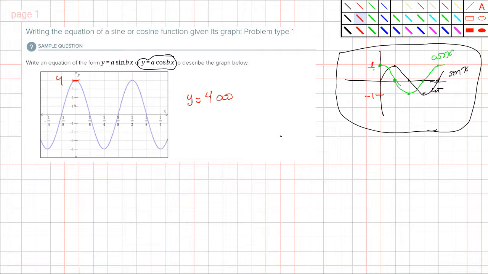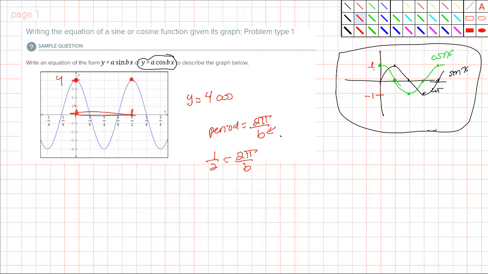Now, to be able to check the period, we know that the period equals 2 pi over b. So here what we're trying to do is find b. In the period, I have to find out when the pattern starts to repeat. So if I say the pattern starts right here and it ends right here, then the period is 1/2. This is this distance right here. So it's 1/2. So I'm going to say 1/2 equals 2 pi over b.